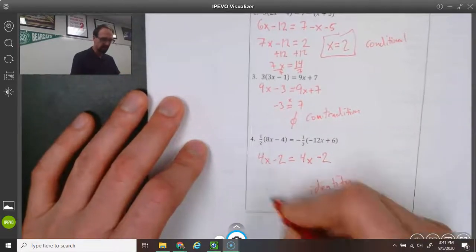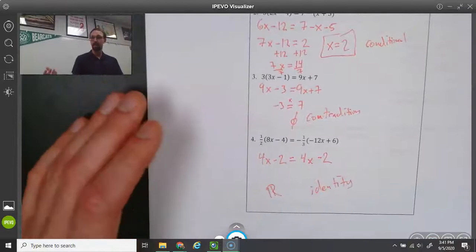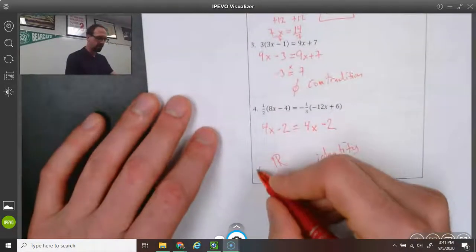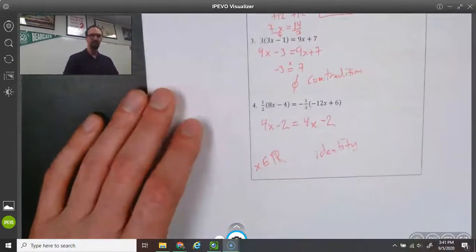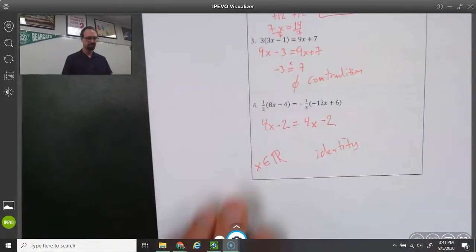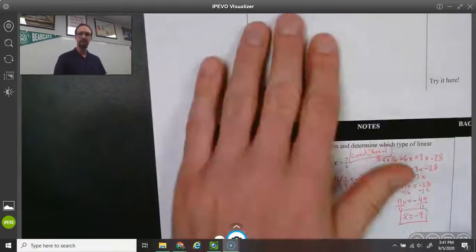Identity! And that's because all real values of x would make this true. A way that we write that, we would say x is an element of the real numbers, because that would make it all true. Join me in the next video as we go over example 2.